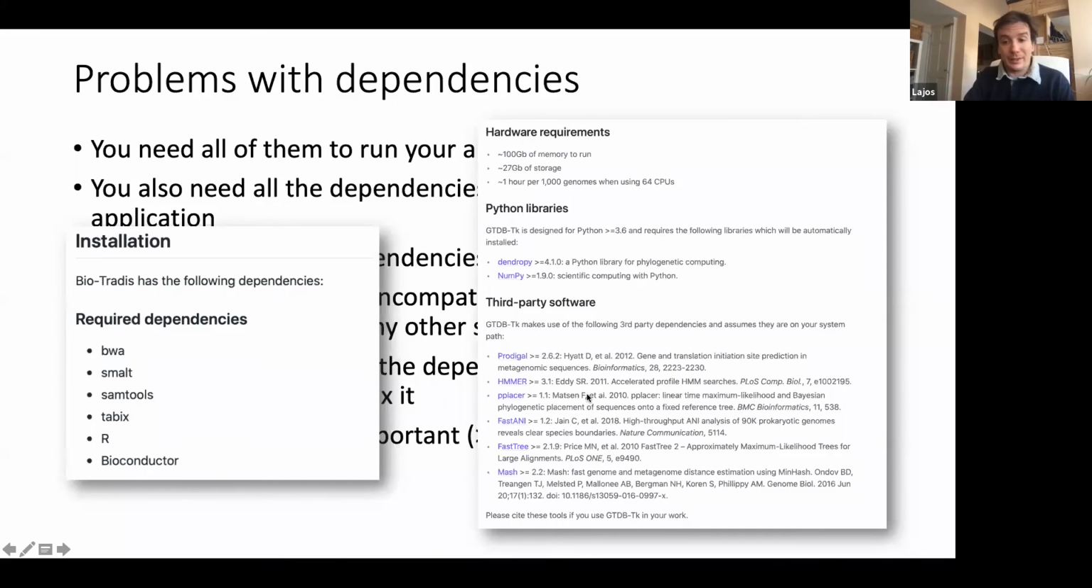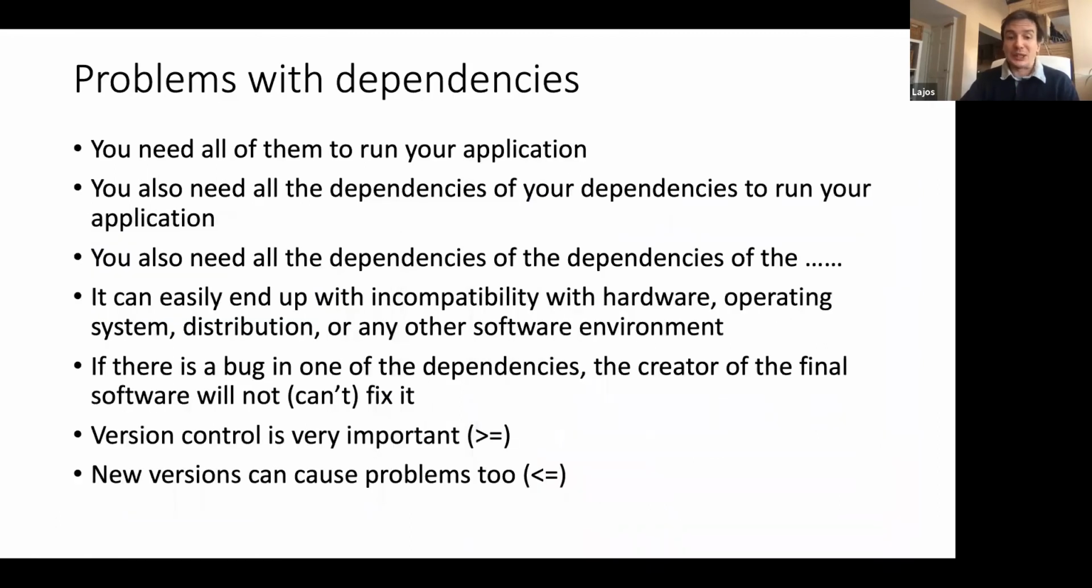In many cases, but not all of the cases, you can see the versions. But for example, Bioinformatics does not really care about versions. You don't see anything about which version of SAMtools you should have, at least, or which version of SMART you should have. But this can be a problem. New versions can cause problems too, and this is very rarely mentioned in any installation.